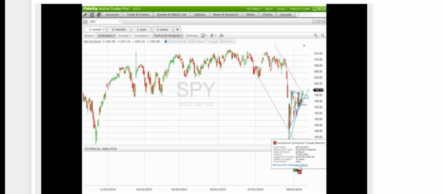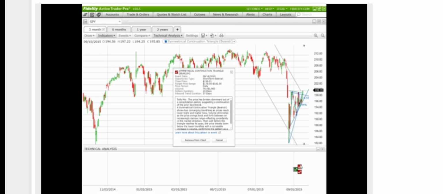And another thing that I think is really nice about this is if there is a pattern that you don't know about and you see it pop up, you can click on View More Information, and it'll tell you more about that pattern, its implications, what it gives for a price target, if it has a price target, and you can even learn more about it if you'd like.